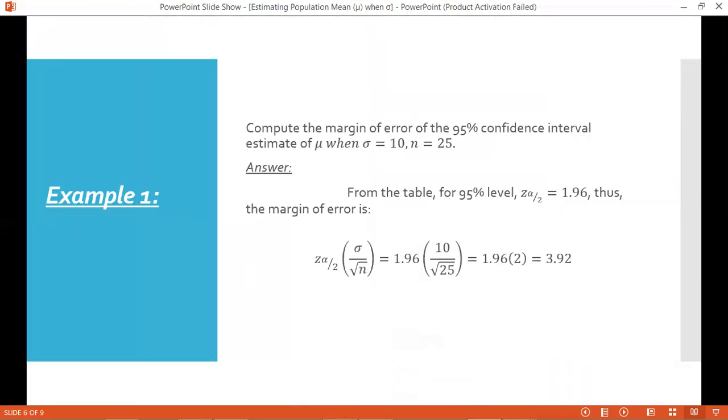Let's substitute. The value for z sub alpha over 2 is 1.96, based on the table. Then we substitute the value of the standard deviation, which is 10, divided by the square root of the sample size. The sample size is 25. If you do that, you will have 1.96 times 2, which is equal to 3.9.